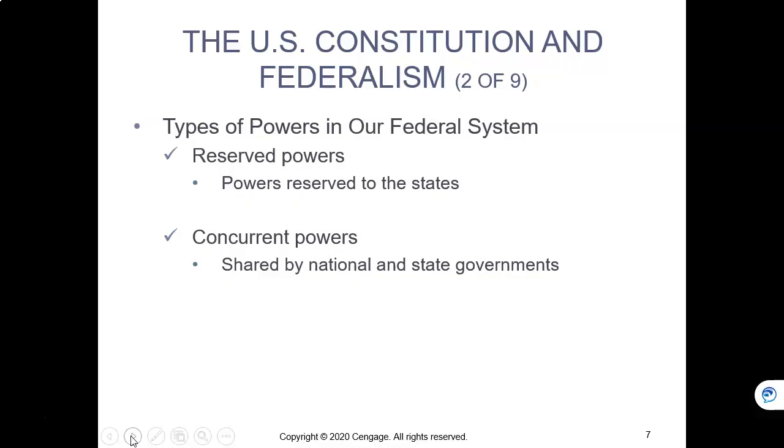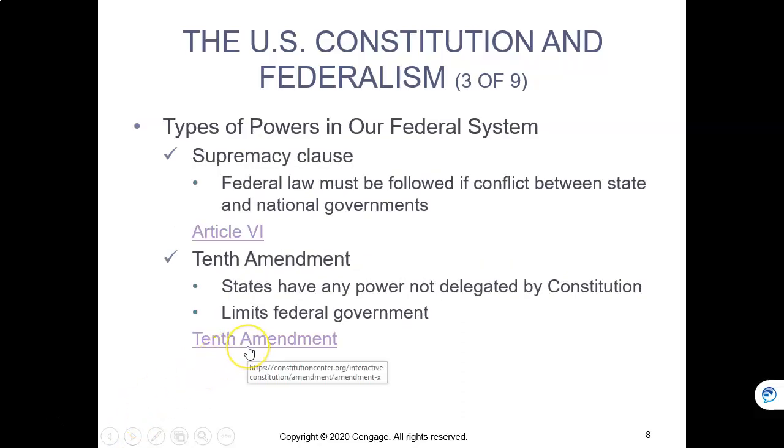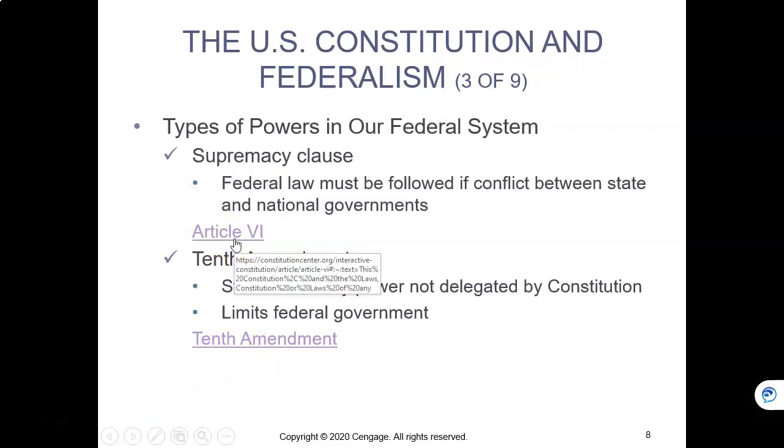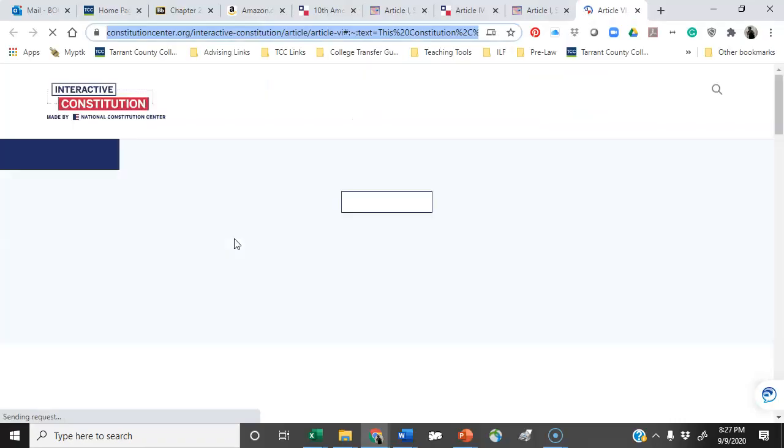So let's talk about the types of powers in our federal system. We're going to discuss two. We're going to discuss reserved powers. These are actually powers reserved to the states. And we'll discuss concurrent powers. These are powers that both the federal government and state governments have, and in some instances, local governments as well. So let's talk about the way that we settle disputes over federal law and state law.